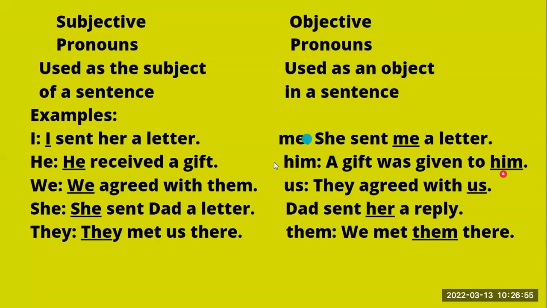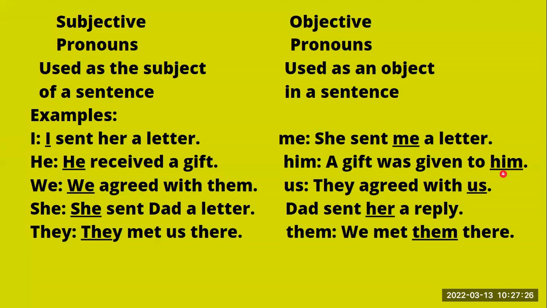Then the objective pronoun always occupies the object position, and the object is the receiver of the action in a sentence. So, she sent me a letter, all right? Me. So here, me is the receiver. Here, I is the sender. I sent her a letter. She sent me a letter.